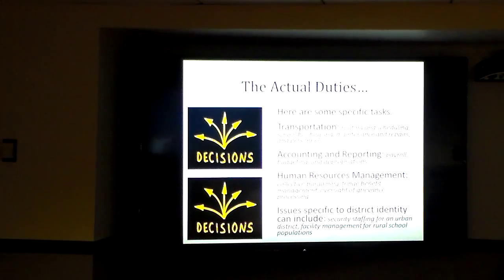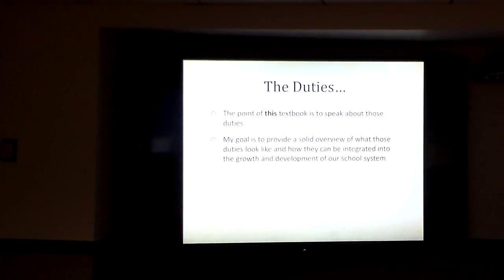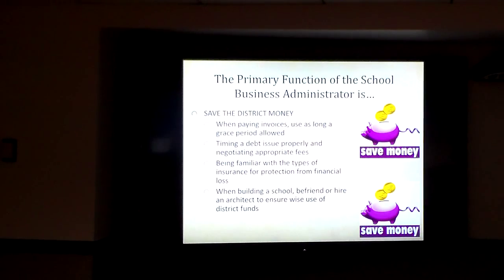Facility management, they have to understand security staffing. This Guthrie textbook really stresses school security, which that was kind of odd to me, but it's something that the business manager is responsible for. So, my goal, with this textbook, is really to talk about these different types of things and how they can be integrated into a school system.